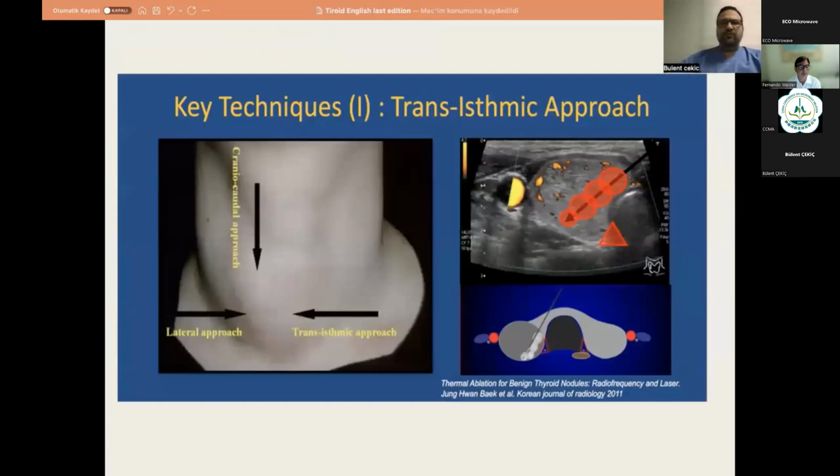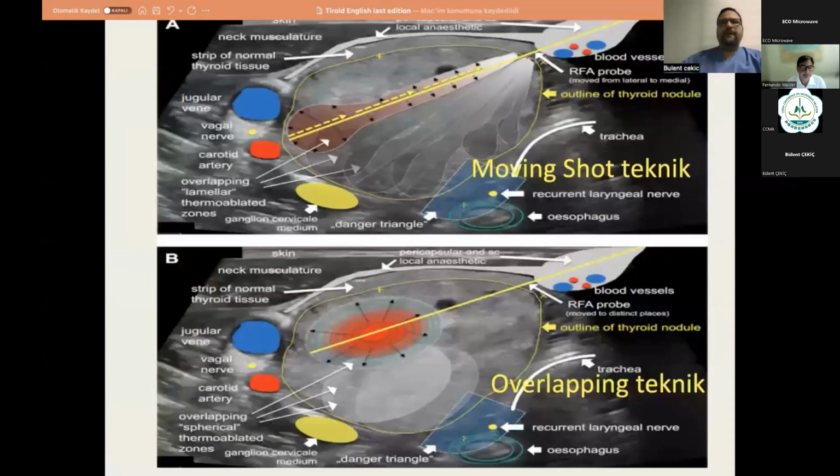Many in the literature write that we must use the transisthmic approach, but sometimes we can use a lateral or craniocaudal approach. It depends on the location of the thyroid nodule and the skills of the operator. There are two techniques, moving shot technique and overlapping technique. Normally, we use the overlapping technique in liver ablation, but in thyroid ablation, we must use the moving shot technique.